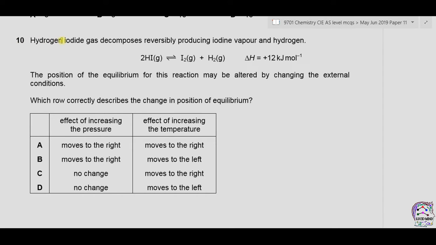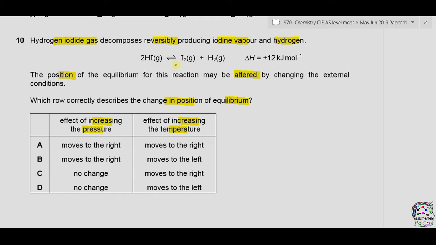Question number 10. Hydrogen iodide gas decomposes reversibly, producing iodine vapor and hydrogen. The enthalpy change is also given, which is plus 12 kilojoules per mole. The position of equilibrium for this reaction may be altered by changing the external conditions. Which row correctly describes the change in position of equilibrium? First is increasing the pressure, and second is increasing the temperature.